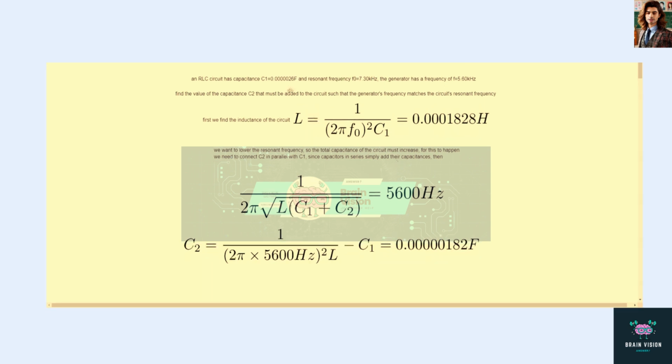So for this problem, we're given a series RC circuit that has a capacitance C1 of 0.000026 farads and a resonant frequency F0 of 7.3 kilohertz. However, the generator for the circuit has a frequency of 5.6 kilohertz.